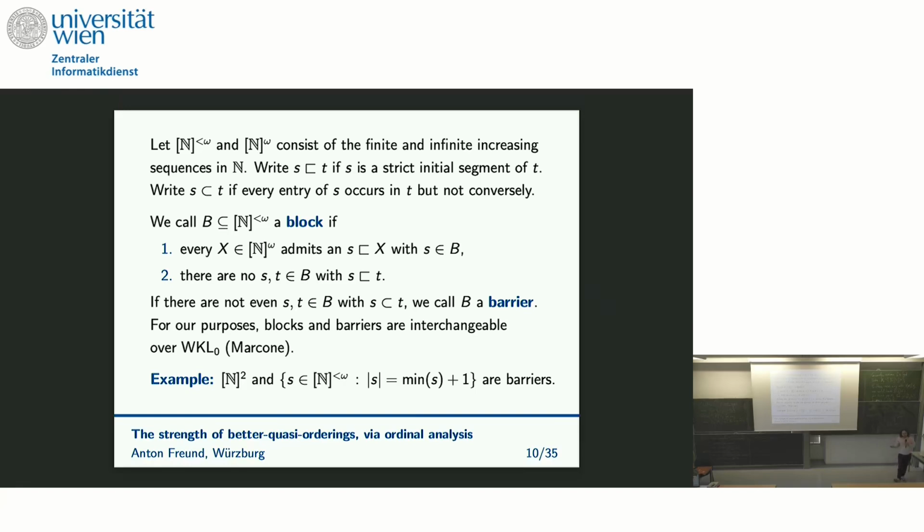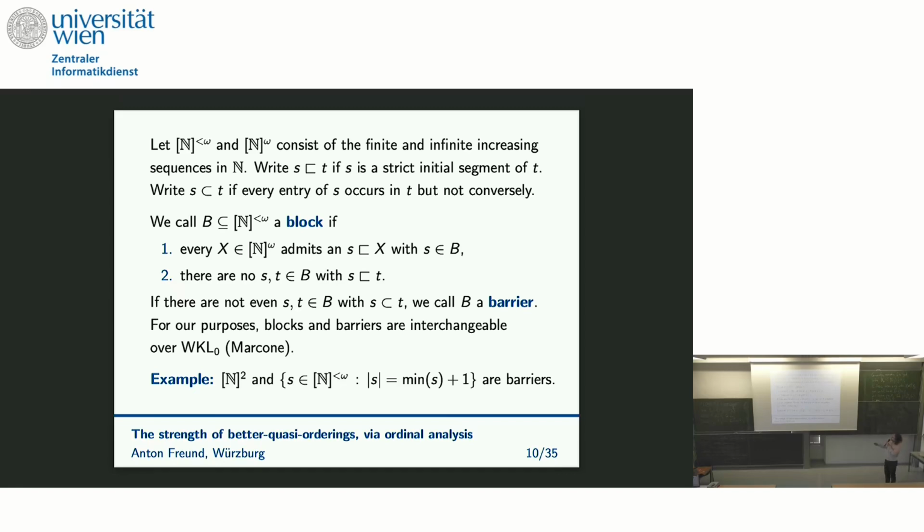And this is justified to some extent because Marcone has shown, or maybe it was shown in this joint paper with Jolak and Solomon, I'm not quite sure, that the following definitions are equivalent, at least over Königs lemma, no matter if you take blocks or barriers. And so I just want to ignore that difference.